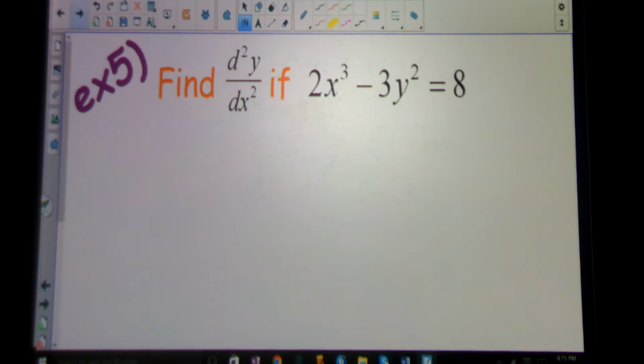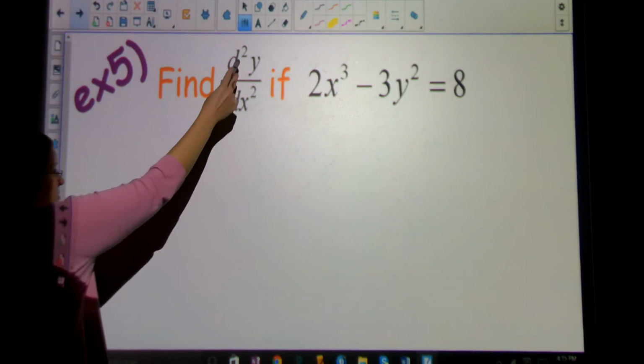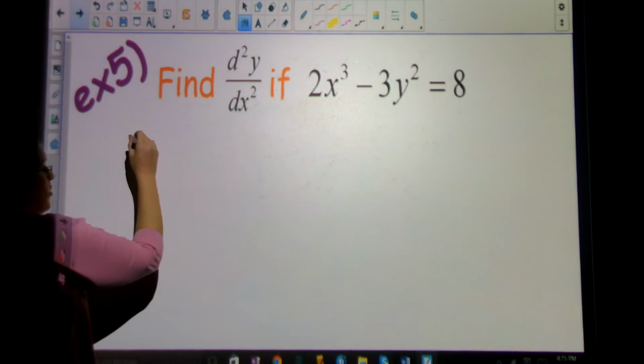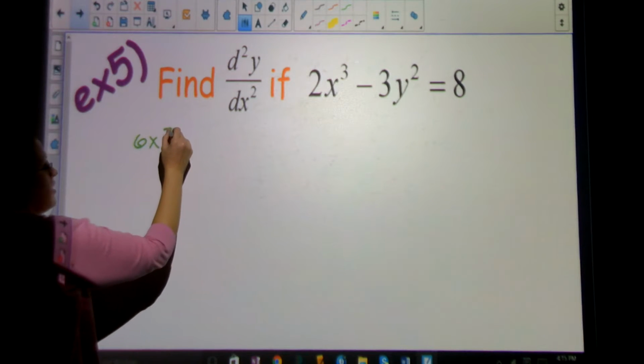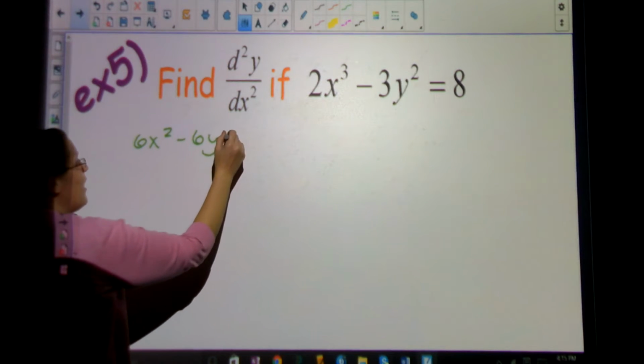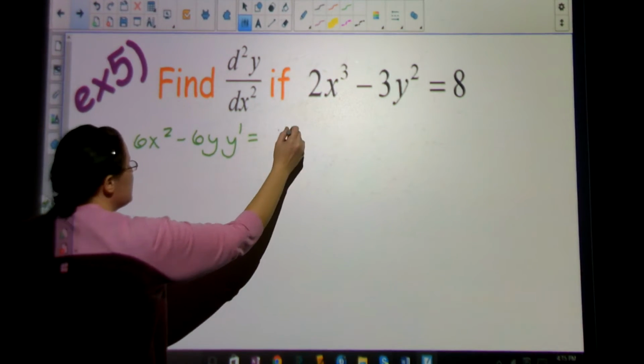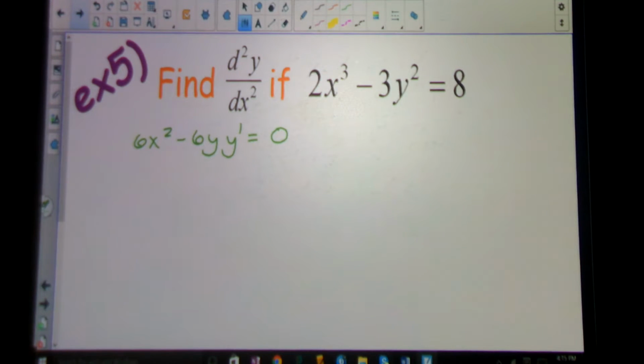Let's try one. These are pretty lengthy, okay? So write small. These can get pretty in depth, those second derivatives. You have 2 on homework, okay? They can get pretty in depth. So let's go ahead. Once again, this means second derivative. So I will get 6x squared minus 6y y prime equals 0. Make sure you take the derivative of that constant as well.